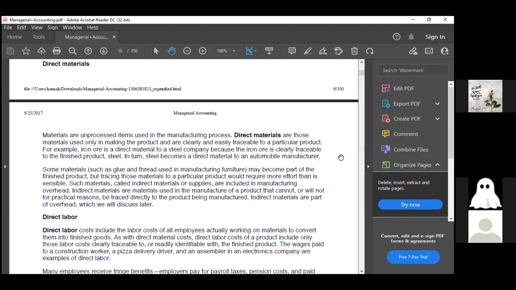Some materials, such as glue and thread used in manufacturing, may become part of the finished product, but tracing this material to the particular product would require more effort than is sensible. Such materials, called indirect materials or supplies, are included in manufacturing overhead. So indirect materials are materials used in the manufacture of a product that cannot or will not, for practical reasons, be traced directly to the product being manufactured. Indirect materials are part of overhead, which we will discuss later.